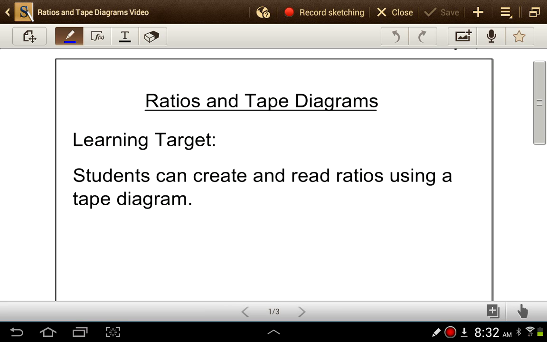Okay, make sure you write down that learning target in your notes. Remember, you've got to take notes on everything in the video. And when you are done, you can move on. If you're not done yet, go ahead and pause because I am moving on.